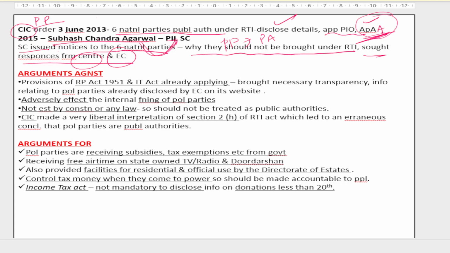And then in response, the Supreme Court issued notices to the 6 national parties asking why they should not be brought under the RTI Act. And the Supreme Court also sought responses from the Centre and the Election Commission in this regard.